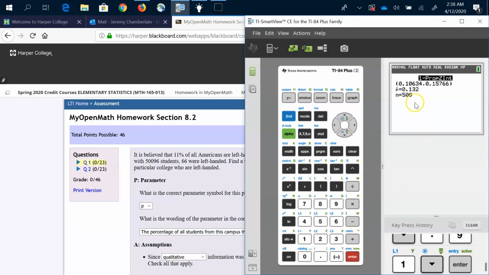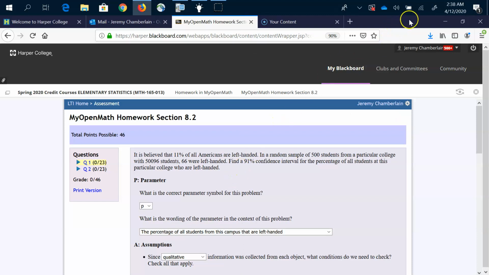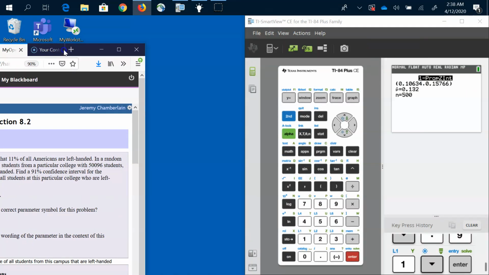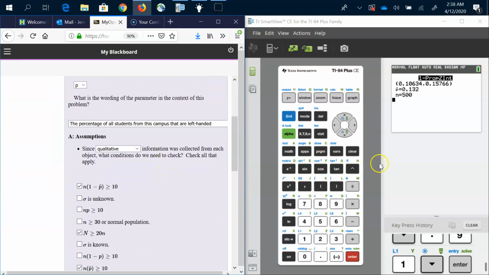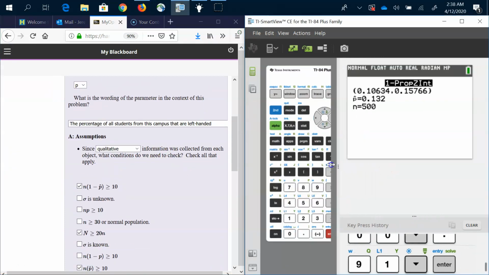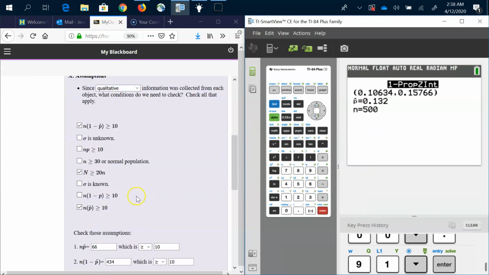All right, so it gives us the actual sample proportion, 13.2%, or 0.132 as a decimal. And this is the confidence interval. Let's see if we can use this information over here. I'm going to move this to half the screen so we can still see the calculator at the same time that I've got my homework up here.